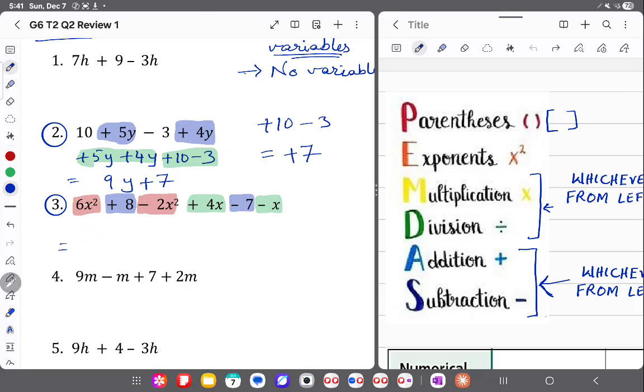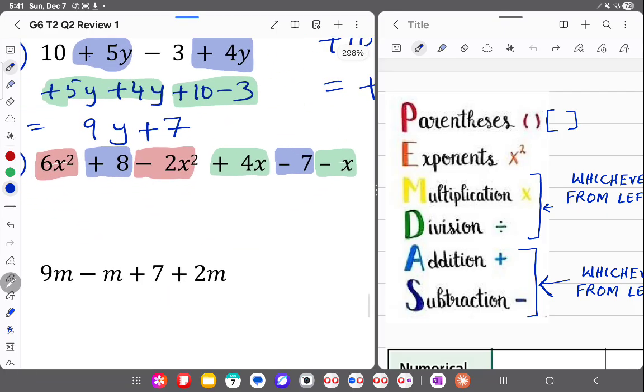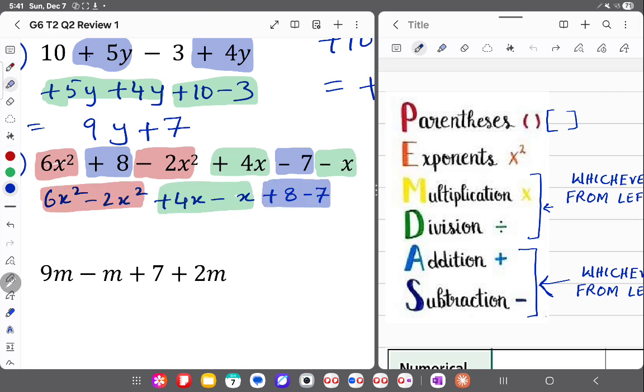So I will rewrite the whole thing as 6x to the power of 2. I brought the like terms, I wrote them together. Okay, so this is what we got. Now, there is one more thing you need to know. If you can see here, x has no number. So when you don't see any number, it means there is a 1. Okay, so minus x means minus 1x.